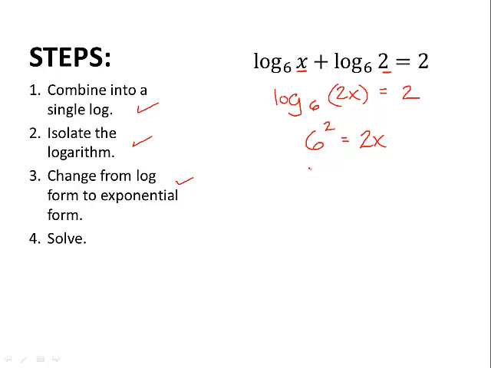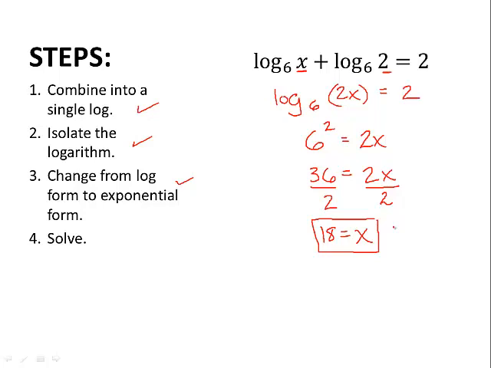I'm going to do some simplifying. We get 36 equals 2x. And now it's time to solve. We want to get x all by itself. So to do that, we want to cancel out the multiplying with some division. So I'm going to divide both sides by 2. And I get that x equals 18.